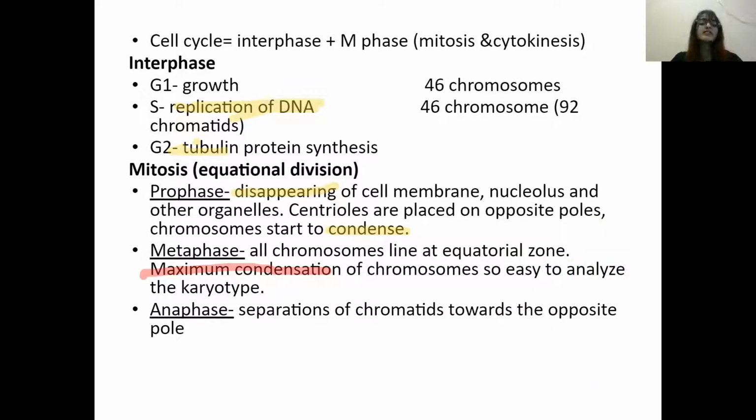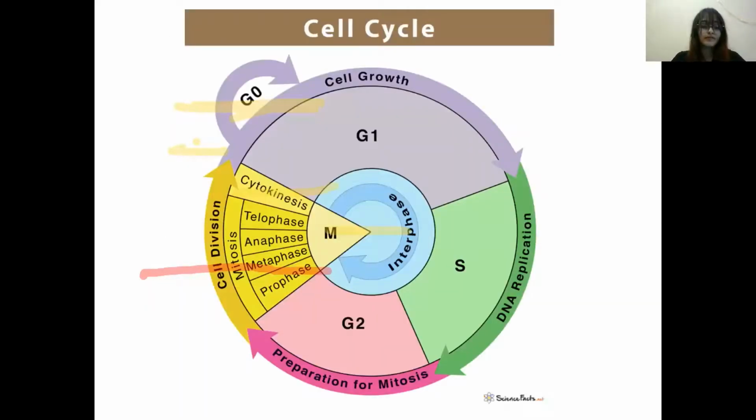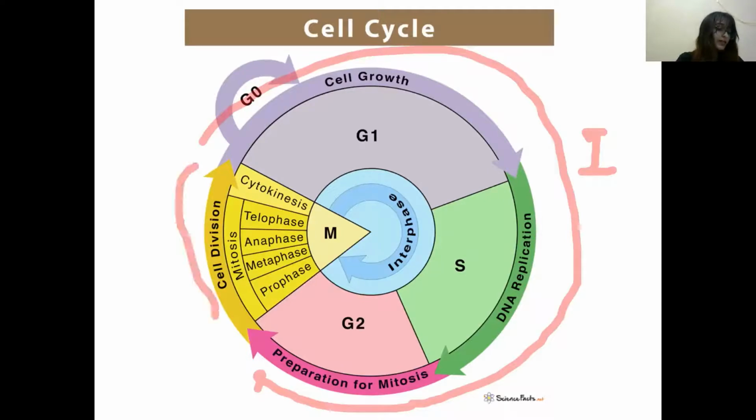So next phase, anaphase, the separation of chromatids towards the opposite pole, and telophase, the chromosomes decondense, cell membrane and organelles reappear, and then cytokinesis occurs. So yeah, this is the picture. All this is interphase, and this part is the M phase. So interphase consists of G1 phase, S phase for DNA reduplication, and G2 preparation for mitosis, basically tubulin synthesis. So the mitotic spindle formation takes place and cell division.